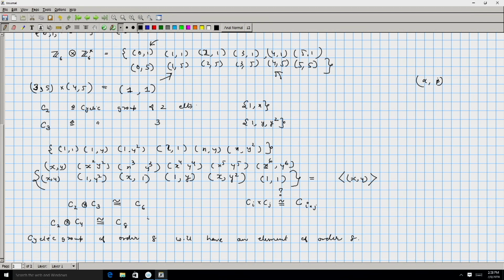Now, if you raise it to the 4th power, (alpha, beta) to the power 4, what you will get is alpha raised to 4, beta raised to 4. Now, alpha is from C2, so alpha raised to 4 is going to be the identity of C2, and beta raised to 4, that is from a group of size 4, and that is going to be equal to identity. Any element in C4, if you perform the group operation 4 times, you are going to get identity, and therefore, there is not going to be any element of order 8, and therefore, these are going to be different.